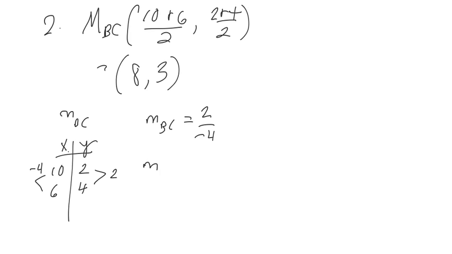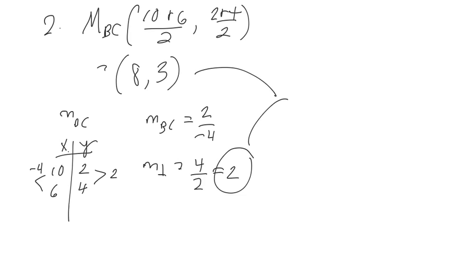For the perpendicular slope, I take the negative reciprocal, so that's going to be 4 divided by 2, or just 2 in lowest terms. Alright, so now, once again, I take this information and put it into y equals mx plus b. So my y is 3, my m is positive 2, my x is 8, and b I don't know. So 3 equals negative 16 plus b.